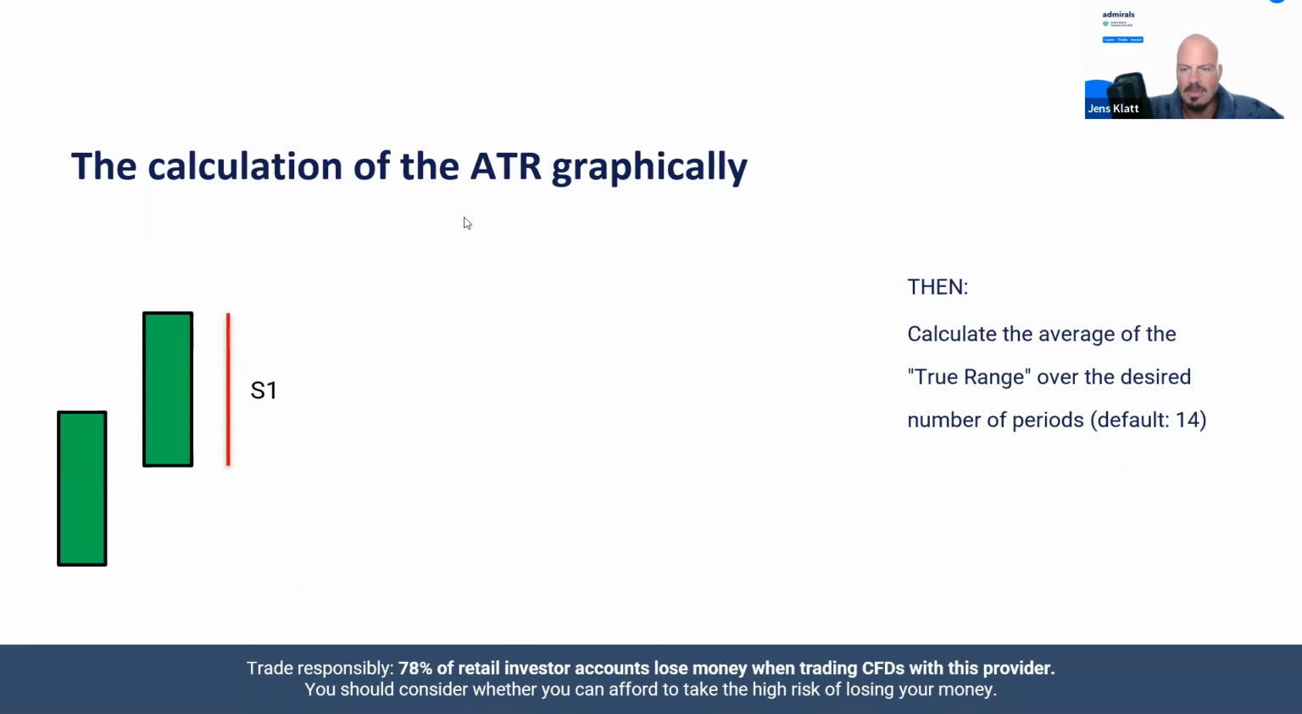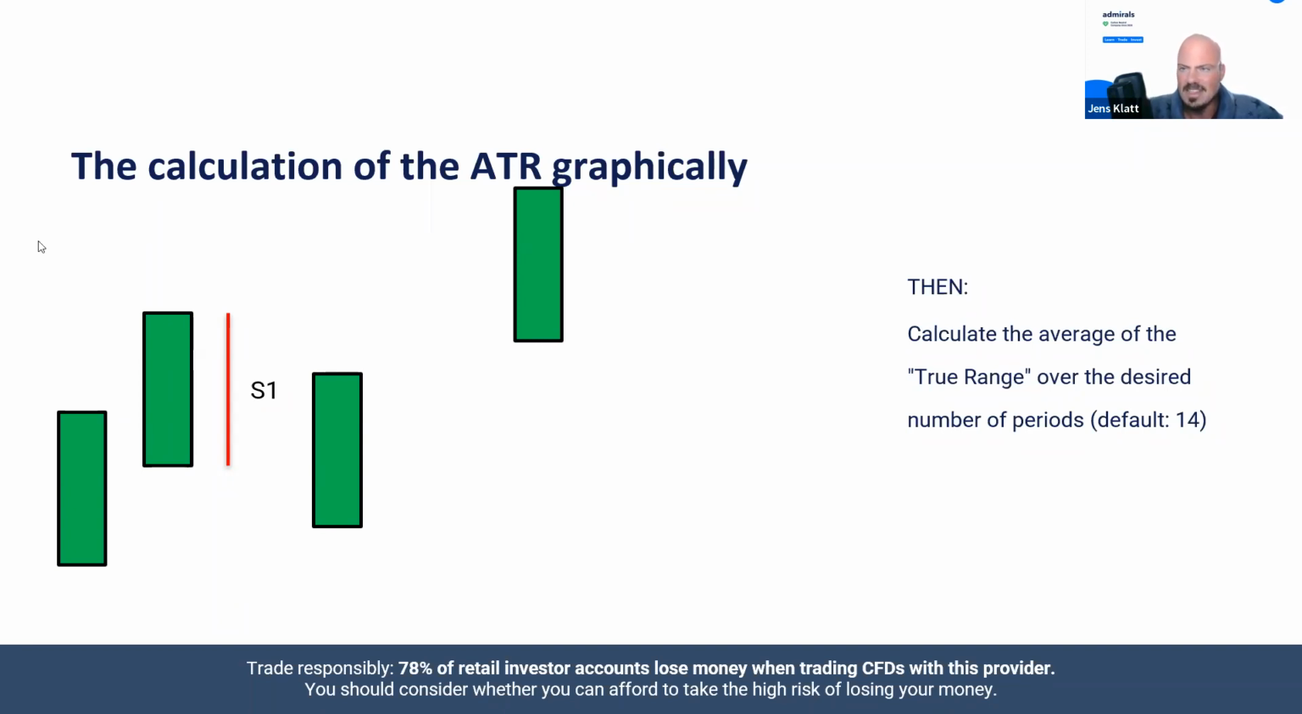And then what we do is calculate the average of the true range over the desired number of periods. So it depends on how many candles you look at. What you then have is obviously the market gapping up here in this context.